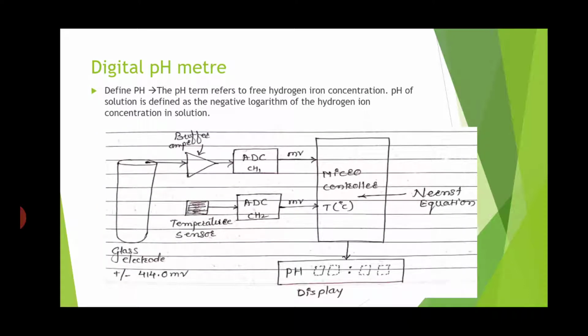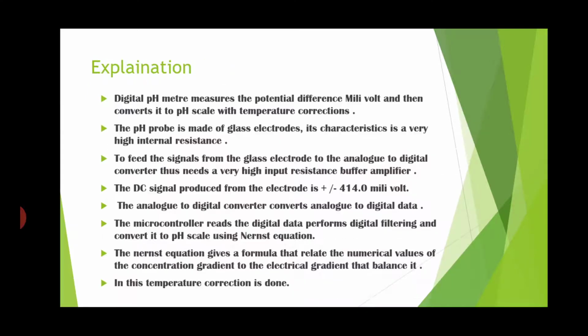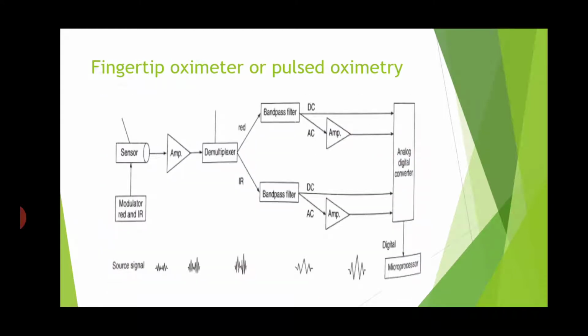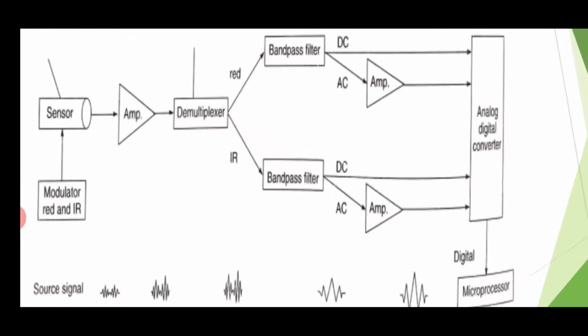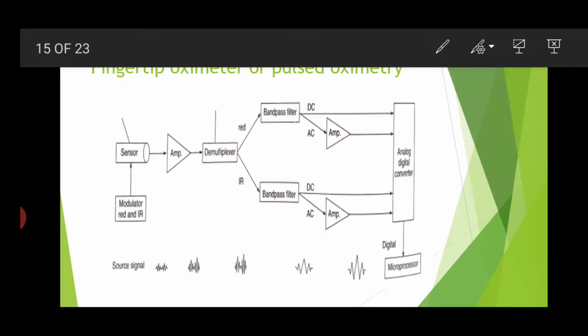So this one is a block diagram and you have to explain this digital pH meter. This question you get for 5 marks with the definition of pH. Now we will see the fingertip oximetry or pulse oximetry. This one is the diagram for the single finger oximetry.